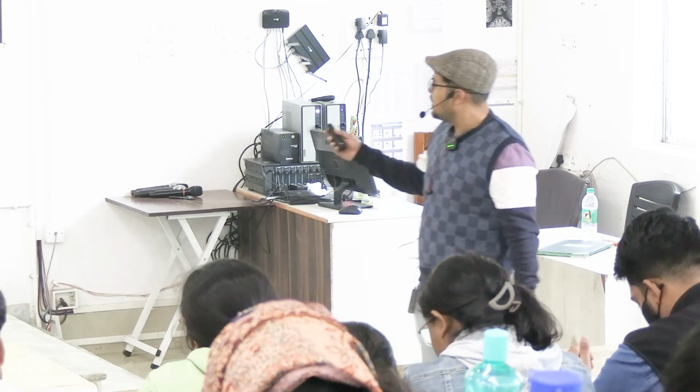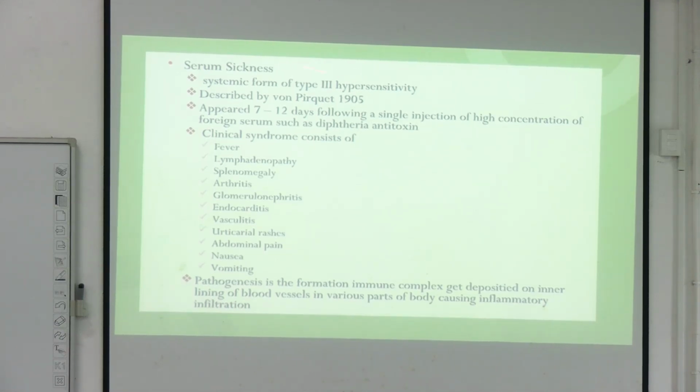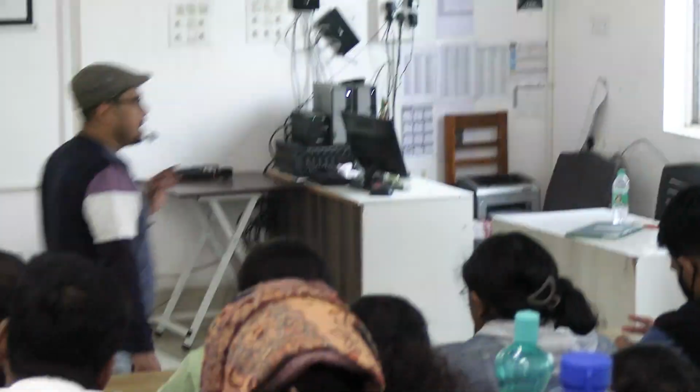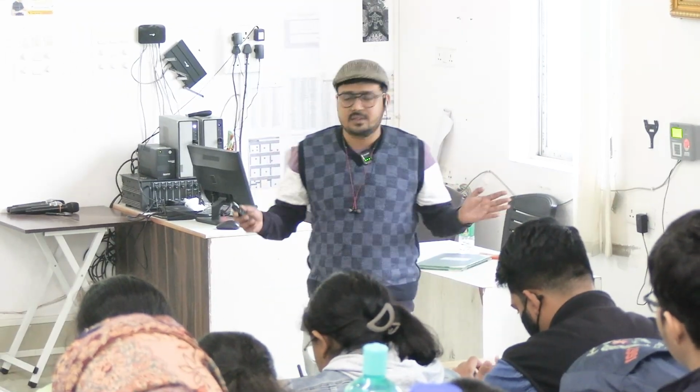Understood? This Arthus reaction is type 3, wheal and flare reaction is type 1. Serum sickness, a systemic form of type 3 hypersensitivity, was described by von Pirquet in 1905, many years ago. The clinical syndrome consists of fever, lymphadenopathy, splenomegaly, arthritis, glomerulonephritis, endocarditis, vasculitis, rashes, abdominal pain, nausea and vomiting. So multiple organs are involved due to the multiple locations of occurrence of the immune complex. These immune complexes are widely distributed in various parts of our body, the response is systemic and widespread, and the clinical symptoms and signs are diverse in nature.